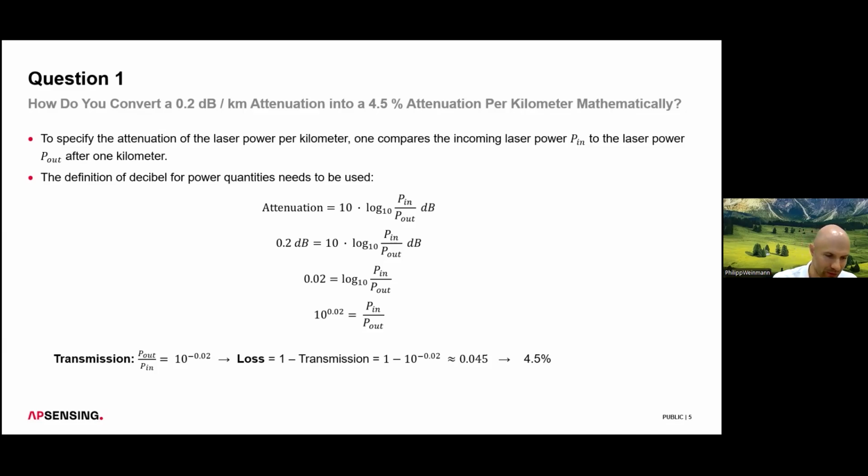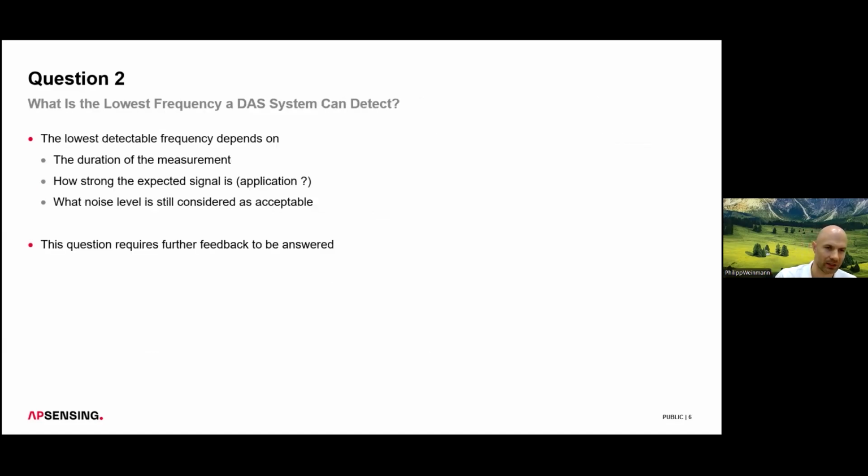The second question was, what is the lowest frequency a DAS system can detect? That is a simple question, but there is no simple answer because it depends on many things. First of all, of course, it depends on how long you are running your measurement. The longer your measurement time is, the lower the frequency you can detect will be.